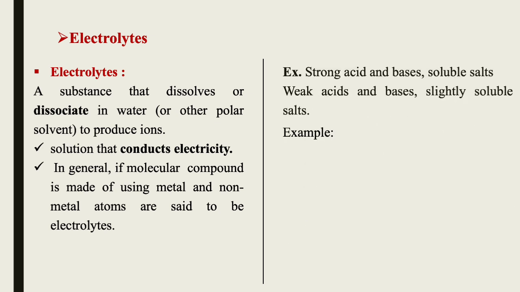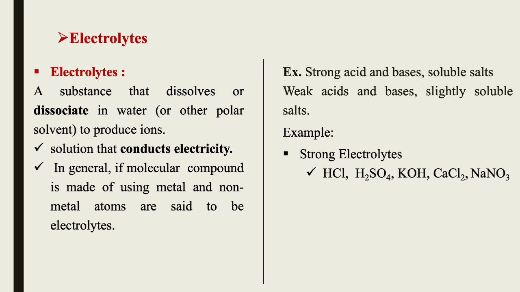For example, strong acids and bases, soluble salts, weak acids and bases, slightly soluble salts. So these are the examples. Now we are going to see the examples of the strong electrolytes. What is meant by strong electrolytes? So here HCl is there. Another example is H2SO4. So these are the strong ones, KOH, calcium chloride, that is CaCl2. Another example is sodium nitrate, so NaNO3.